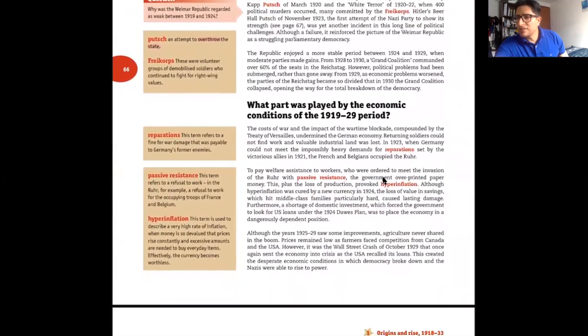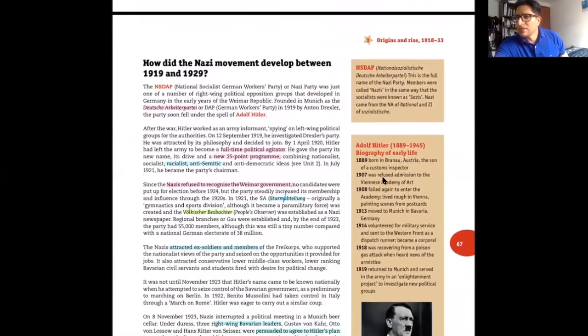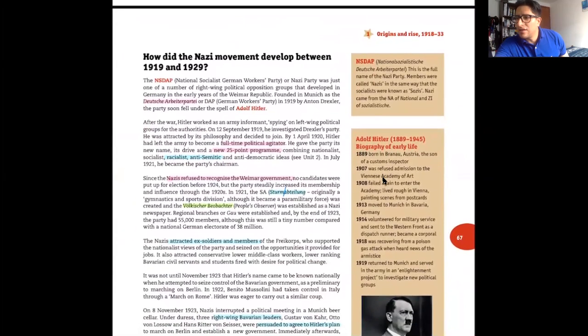But going back to the political circumstances, we saw that there was an impact of the Treaty of Versailles on the borders of Germany, and Hitler was using this on his behalf and benefit, right? But another economic condition that put Germany into a bad situation was that Germany could not meet the almost impossibly heavy demands for reparations, so the government overprinted paper money, and this was a plus for the loss of production and provoked hyperinflation.